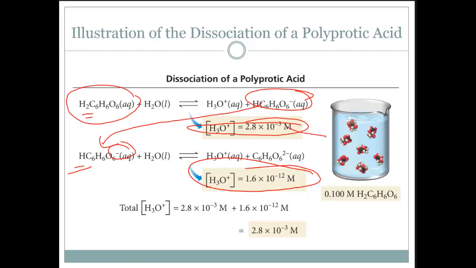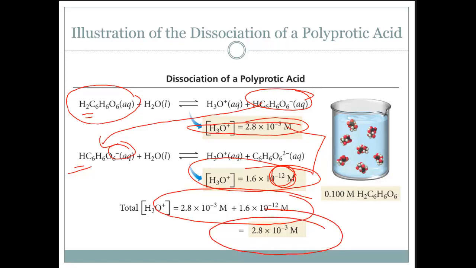Notice that the second one is much smaller than the first one. The first one is times 10 to the negative 3, while the second one is times 10 to the negative 12. You would add them together to find the total ionization. Notice that the second one is so much smaller that it's practically negligible.